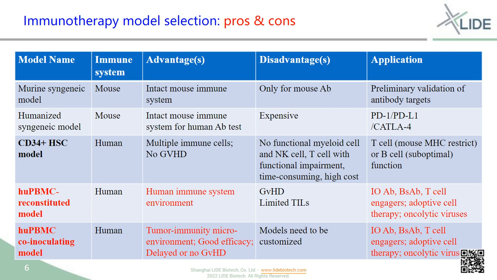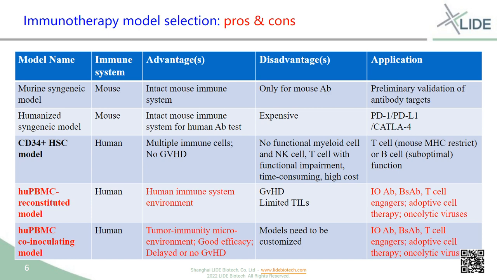Another is the PBMC humanized mouse model. It is classic. However, due to the limited tumor infiltrating lymphocytes and common GVHD reaction, the therapeutic window of IO drug testing can be highly limited.